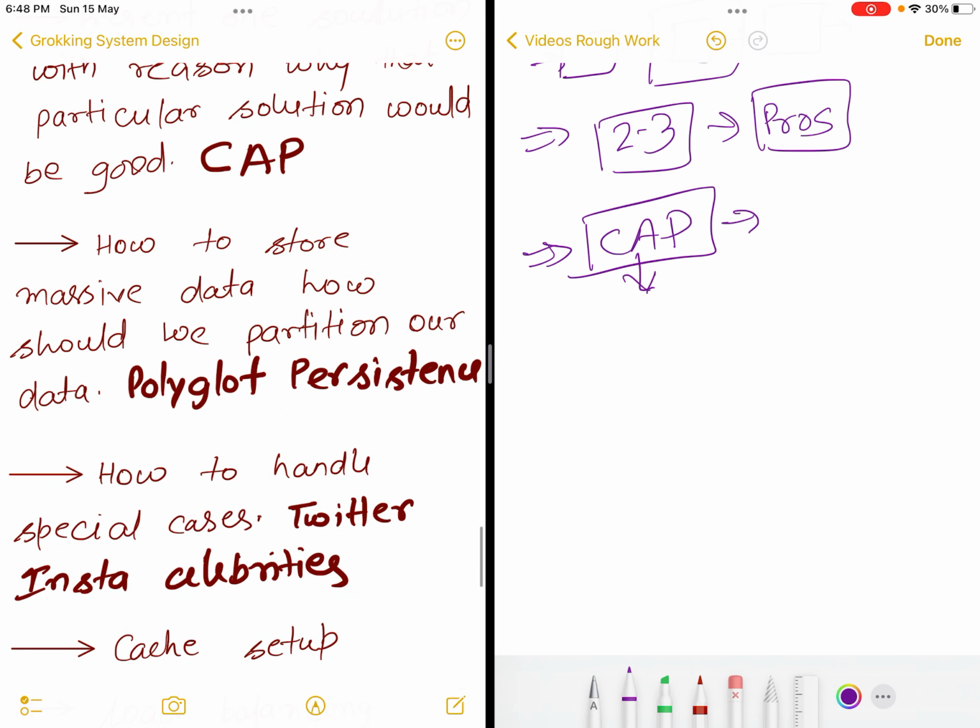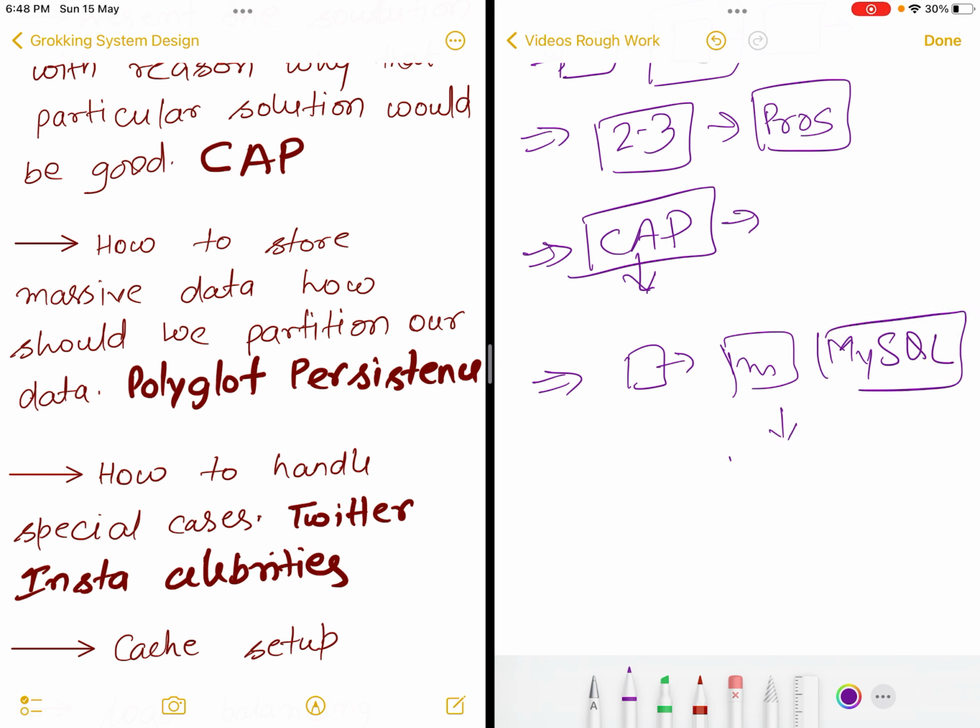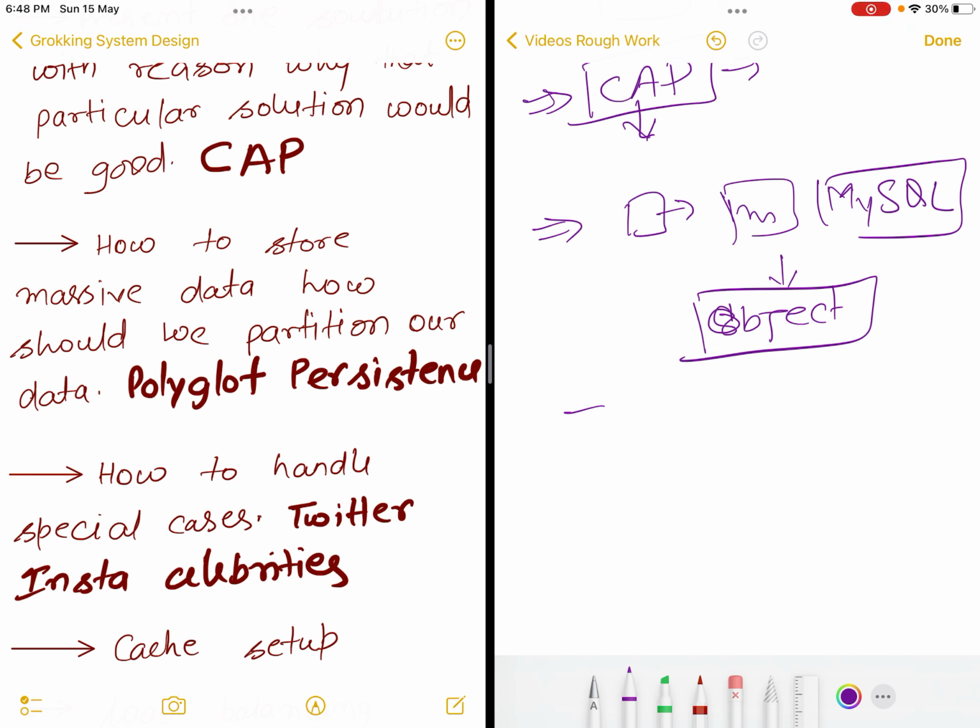Then comes the storage part, where you can showcase your knowledge. Nowadays you cannot save all the data in one type of storage. So, just to give an example, metadata of images can be stored in MySQL, and the images themselves can be stored in some other data storage, some object storage where you can store large data. And for cache, you can use Redis or Memcached.